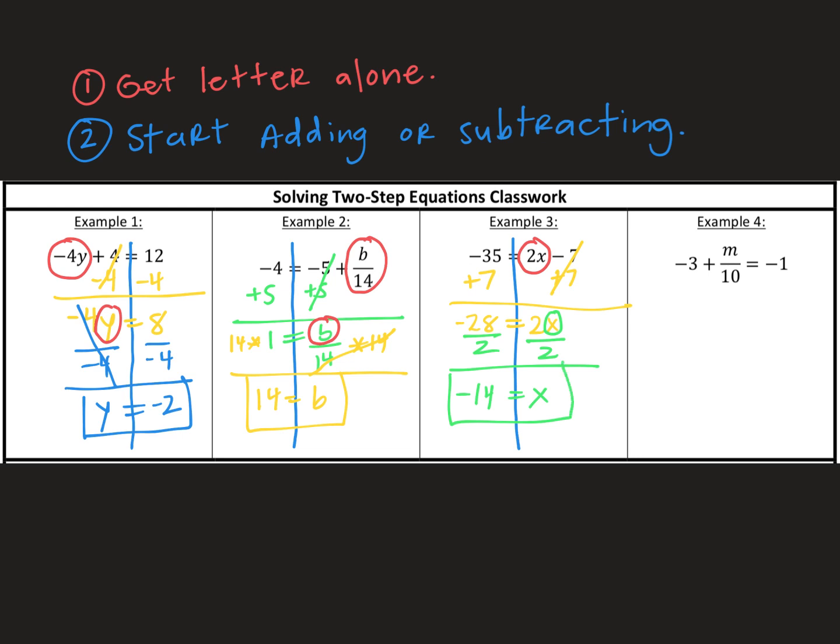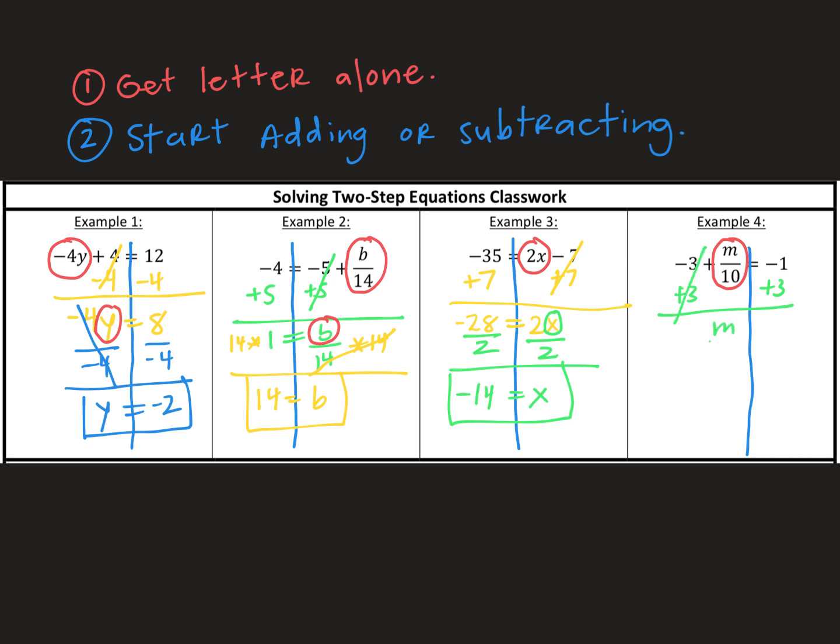And then our last example, example 4, we have negative 3 plus m divided by 10 equals negative 1. Again, I'm going to draw my line through my equal sign, and anything I do on one side, I need to do on the other. I'm also going to circle the part that has my variable. We need to get that alone to start. We have negative 3 next to it, so in order to undo my negative 3, we are going to add 3 to both sides. When we do that, my 3's canceled.